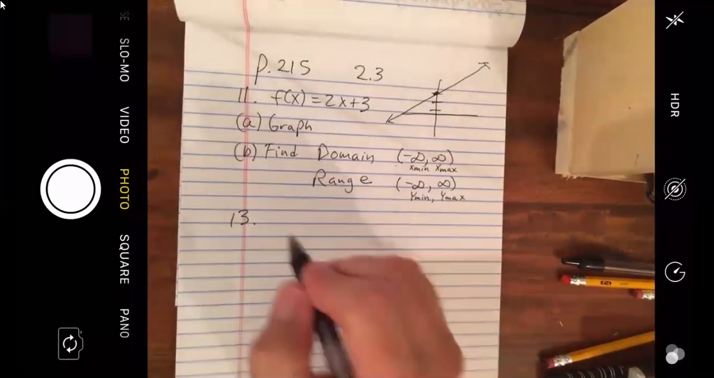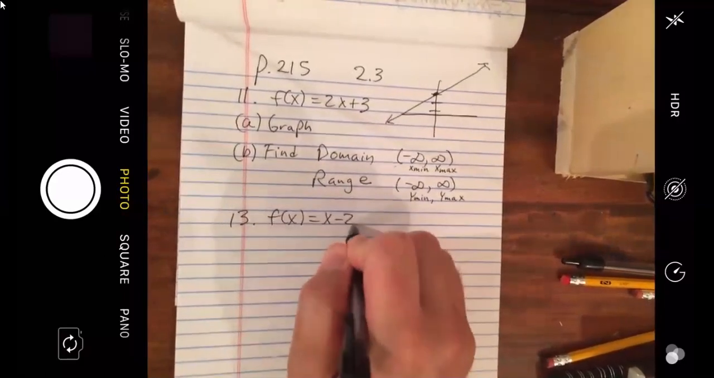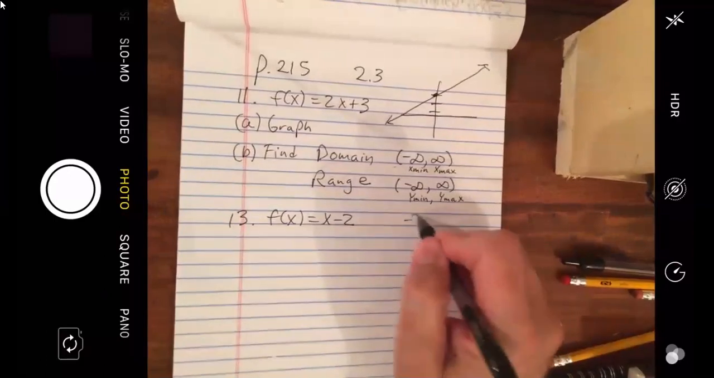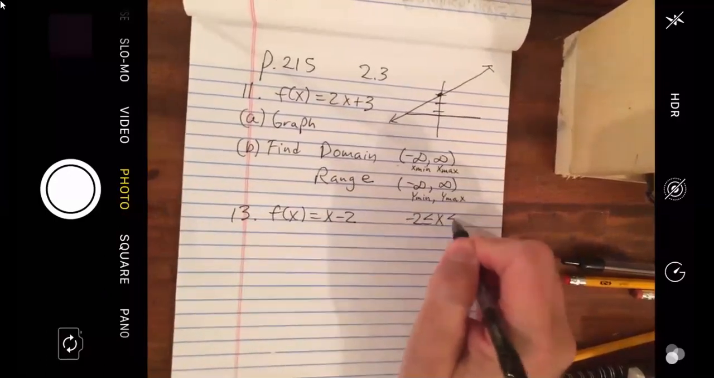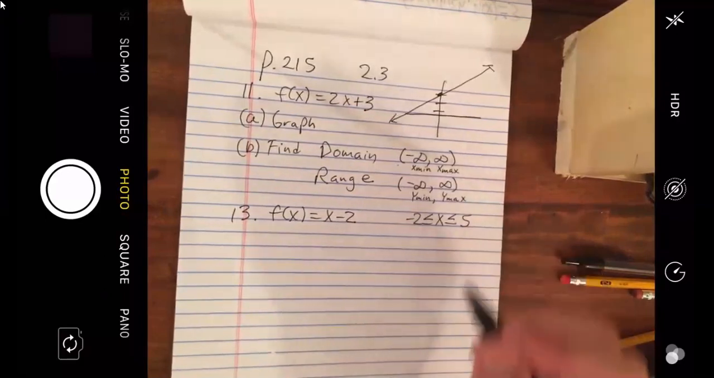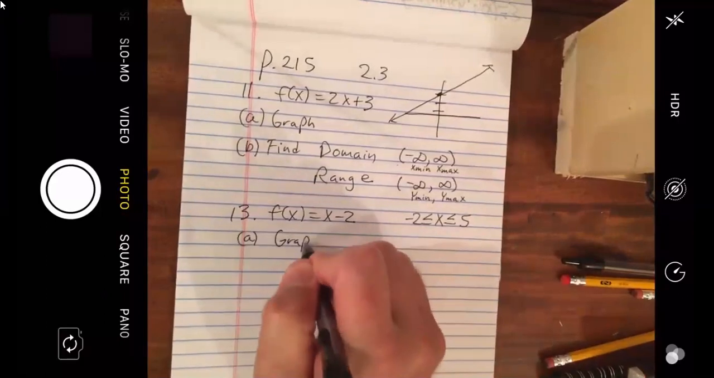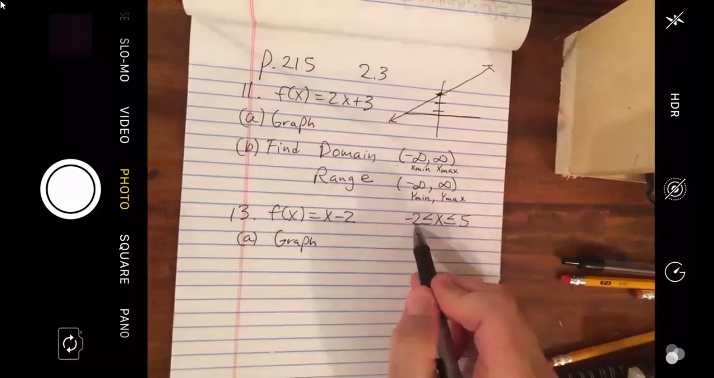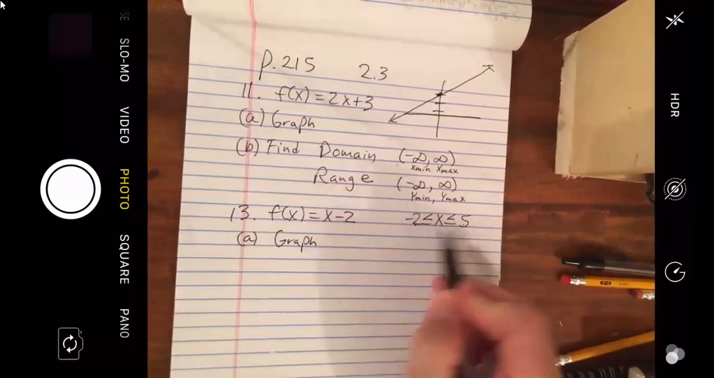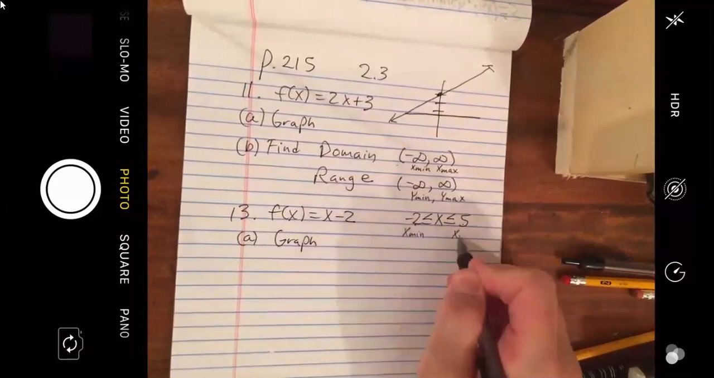Now contrast this with 13, because they give you a little more information in 13 with the formula. They change the formula to f of x is x minus 2, but they tell you that negative 2 is less than or equal to x is less than or equal to 5. And then in part A, they want a graph. Well, when they give you these two x numbers, they are telling you x min and x max.